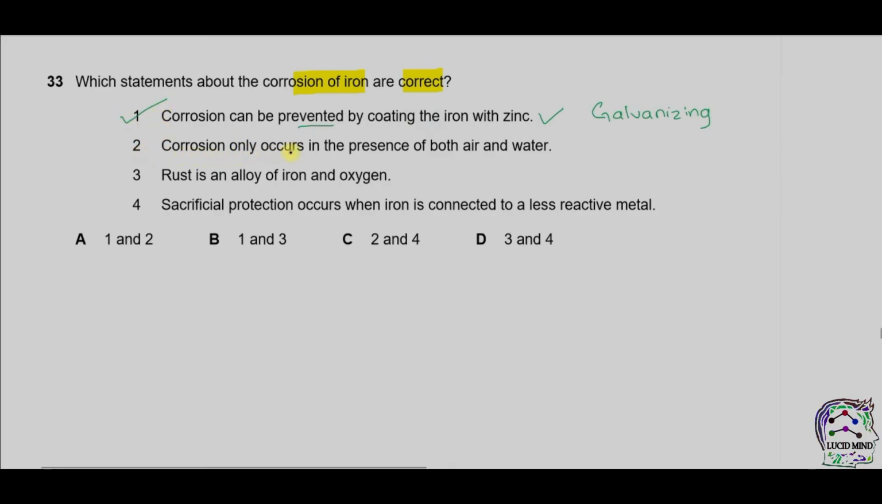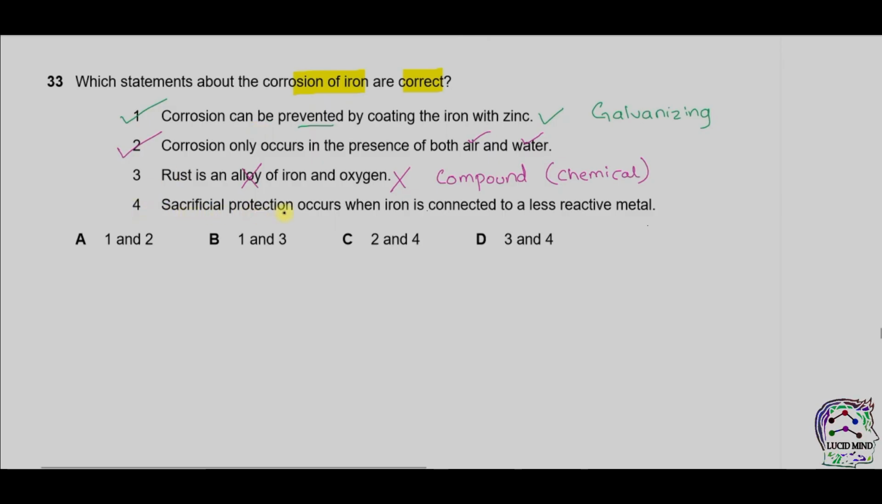Option 2. Corrosion only occurs in the presence of both air and water. This statement is true as both are needed for corrosion. Option 3. Rust is an alloy of iron and oxygen. This is incorrect because rust is not an alloy. It is a chemical compound. An alloy is just a physical mixture. It is not a chemical compound. So therefore this statement is incorrect.